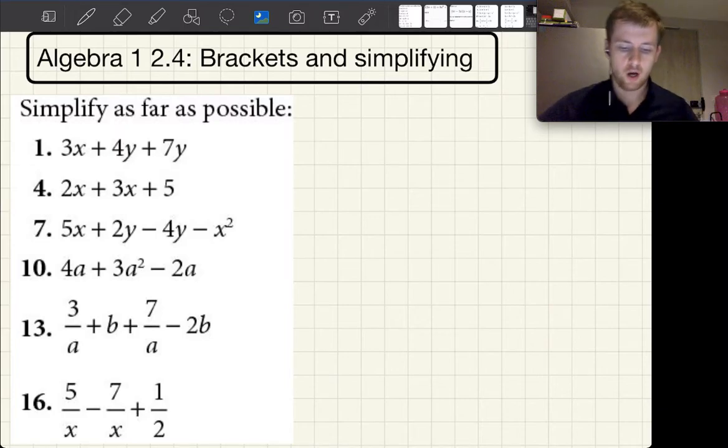And welcome to our mathematics course. Today we will be looking at brackets and simplifying problems.